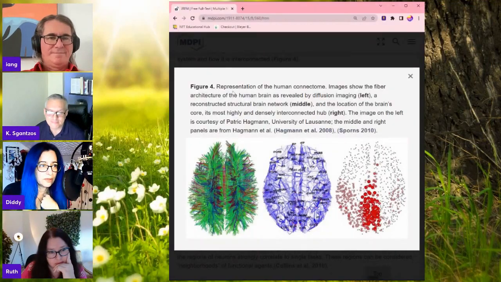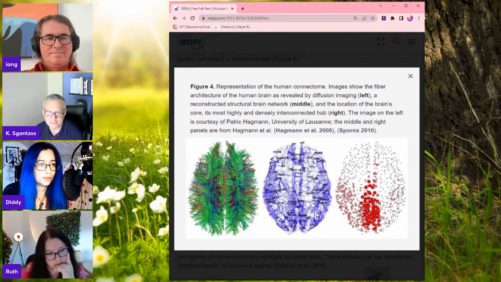Can I show this Fig 4 image, because this has got a beautiful, like, there's 3 images of the brain mapping. Can I show this at the moment? Because I think that would help to visualize tree-like structures. So this is a representation of a human connectome. Images show the fiber architecture of a human brain as revealed by diffusion imaging on the left, a reconstructed structural brain network in the middle, and the location of the brain's core, which it says is the most highly and densely interconnected hub, on the right.